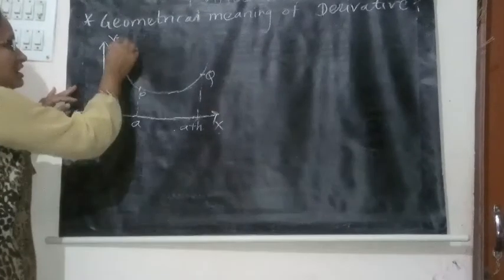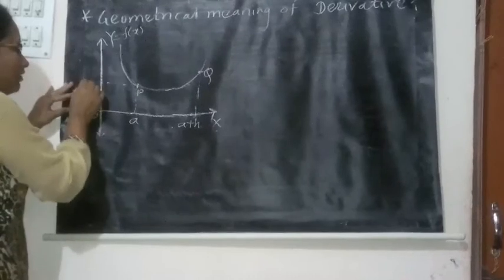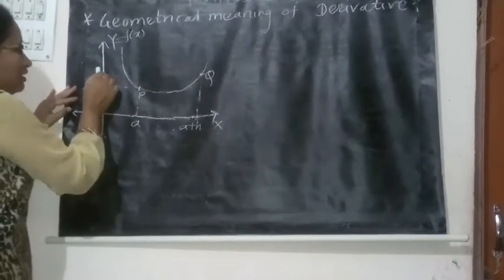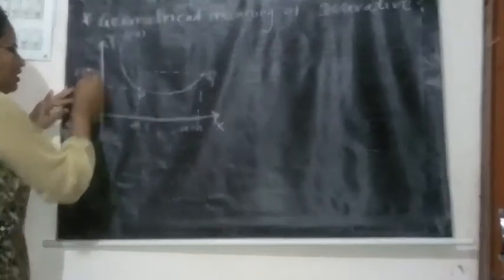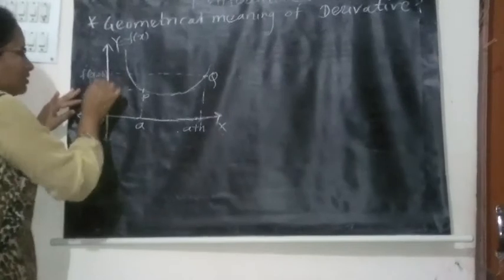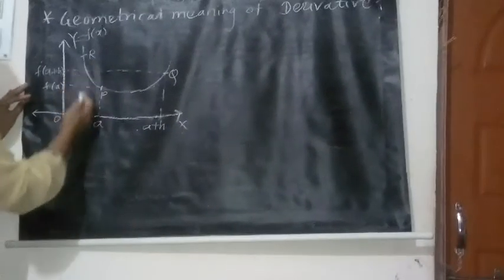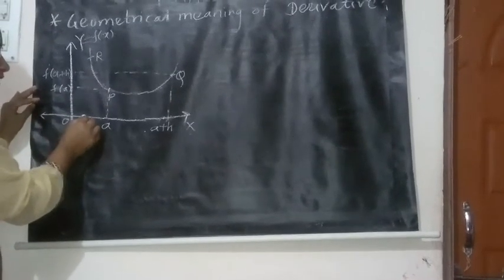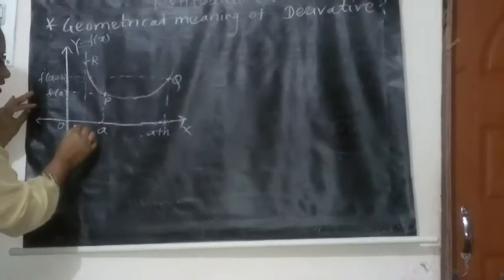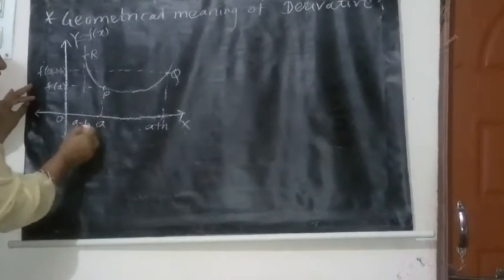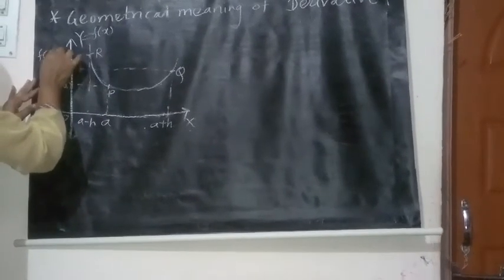Now here y is a function in variable x, therefore here we have to consider f of A. Similarly, here we consider f of A plus H. Again we take here point R, which is the point next to the point P, and therefore we consider here A minus H, which is less than A, and therefore on the y-axis f of A minus H.